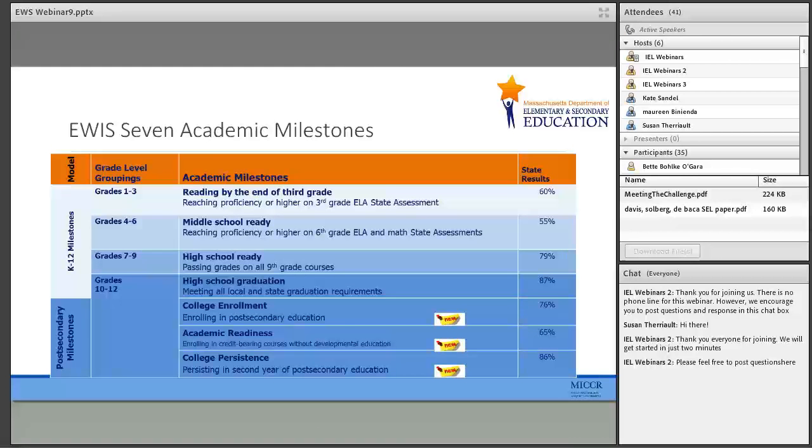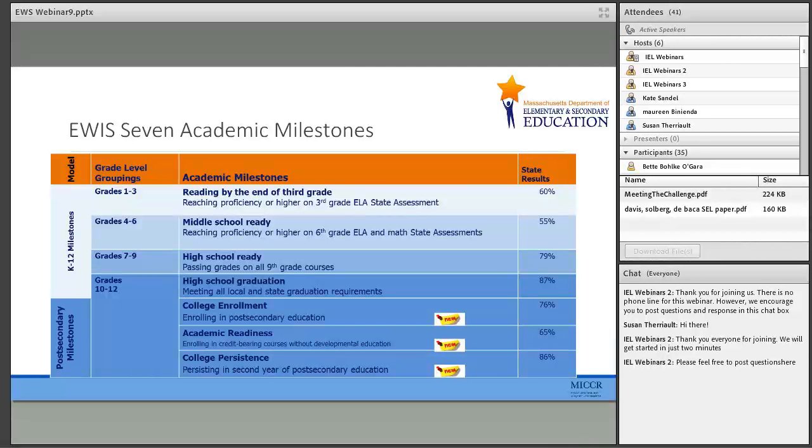And for students in grades 4 through 6, we look at whether they're middle school ready, and our proxy for that is reaching proficiency or higher on the 6th grade ELA and math state assessments. And then for students entering grades 7 through 9, we ask, are they likely to be high school ready? And that's passing all grade 9 courses. And then for students in grades 10 through 12, they get a K-12 milestone, which is high school graduation, and are they likely to graduate high school on time?